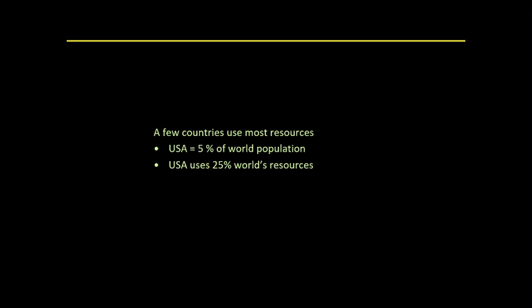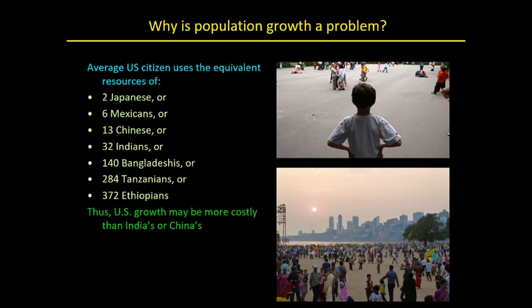And that has consequences. For example, the average US citizen uses the equivalent resources of 2 Japanese during their lifetimes. So if you're the average American, you're going to be using the same amount of resources in your life that 2 people in Japan use in their lives. Okay, and you can read down the list here all the way down to some of our poorest countries like Ethiopia, where the average U.S. citizen uses in their lifetime the same amount of resources used by 372 Ethiopians.